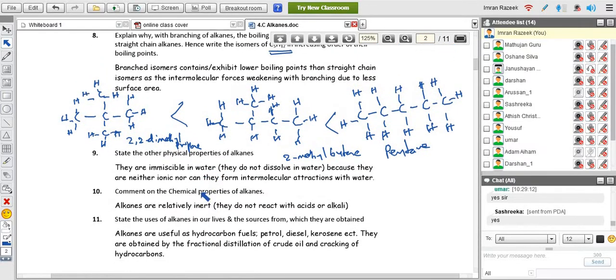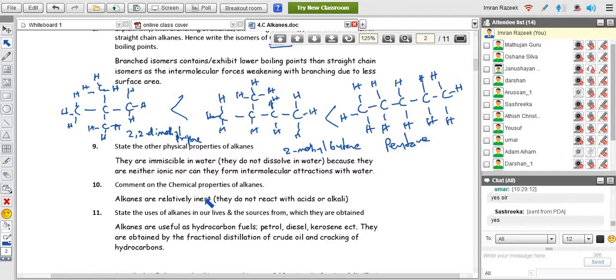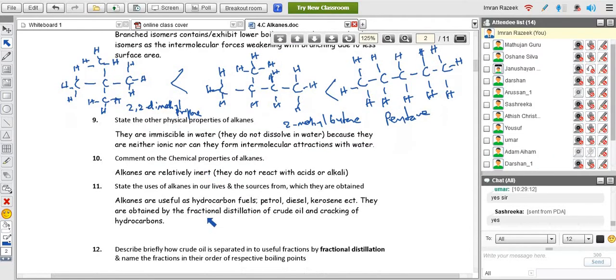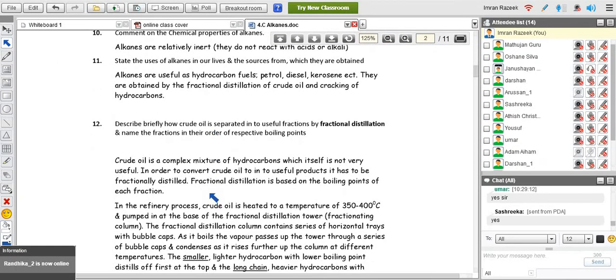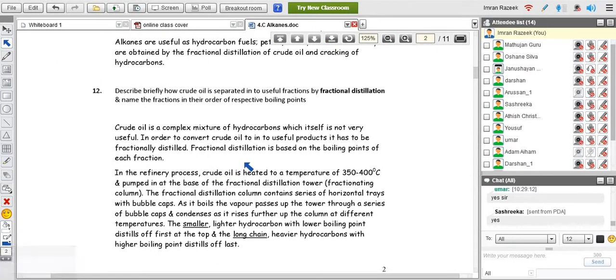In fact, these alkanes are very important in our lives. Alkanes are important as hydrocarbon fuels, right? Petrol, diesel, kerosene. These are all fractions found in crude oil. Crude oil is in fact a complex mixture of hydrocarbons. The crude oil itself is not very useful. It's a thick, viscous, greenish liquid. Itself it has hardly any uses.